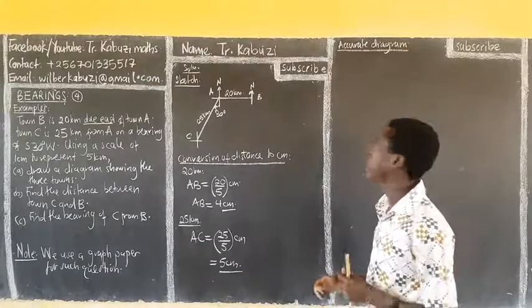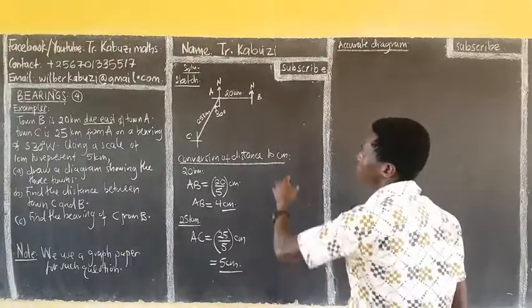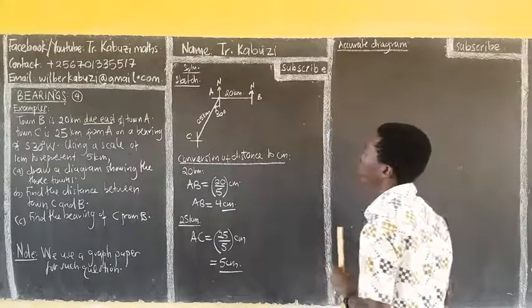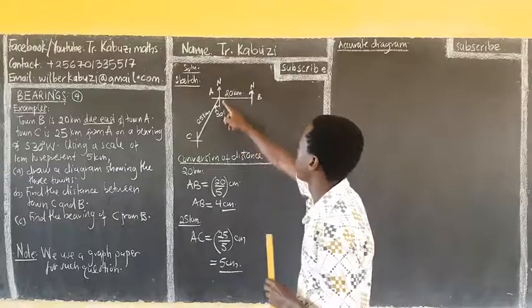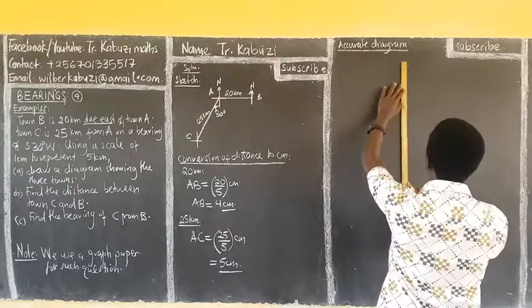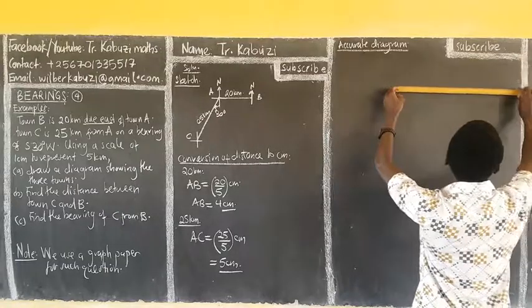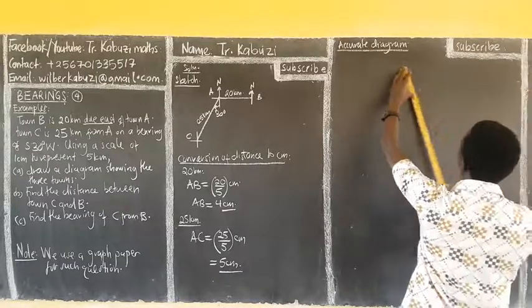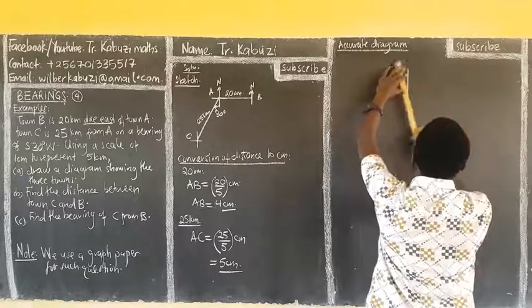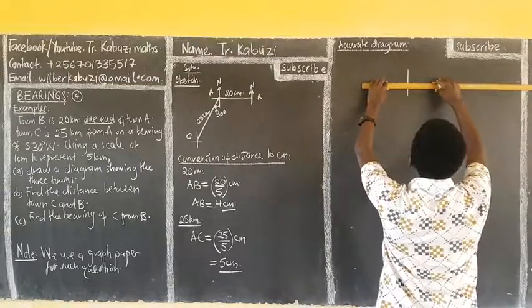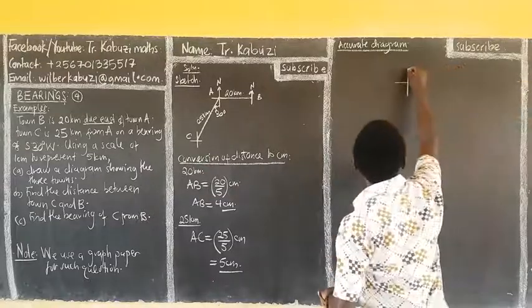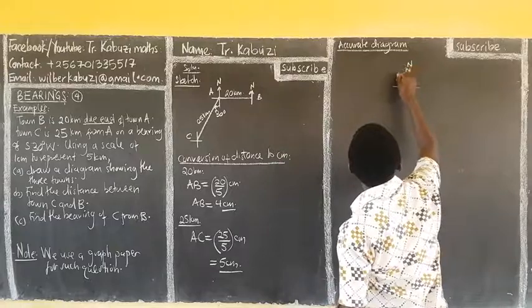Be done in graph paper. So now you see that this sketch is going to help you when you are constructing your accurate diagram. So I start with point A, but point A is here. If I put my point A here, so this is my north. This is my point A.